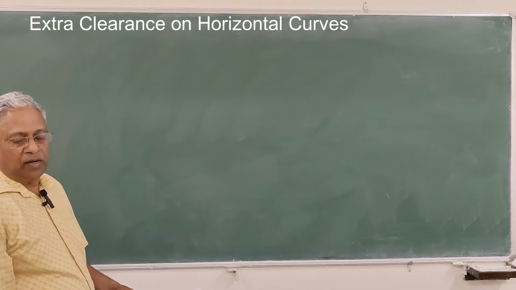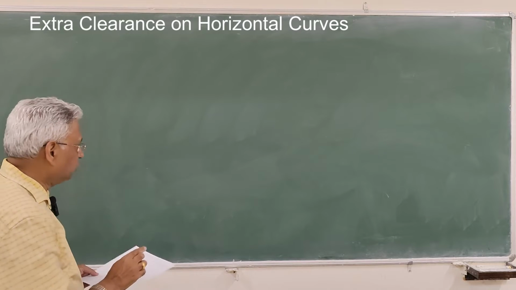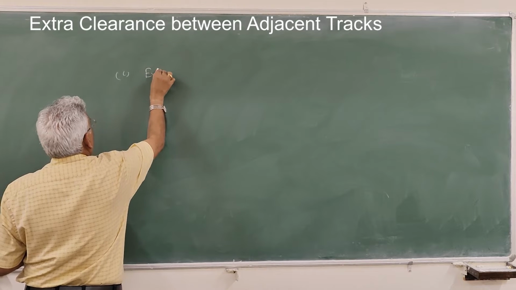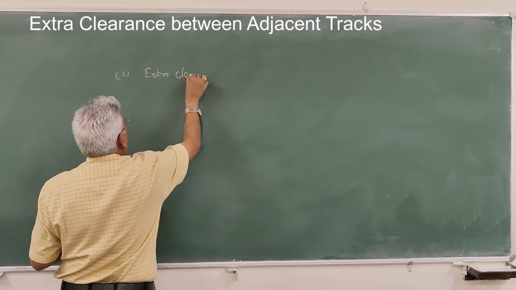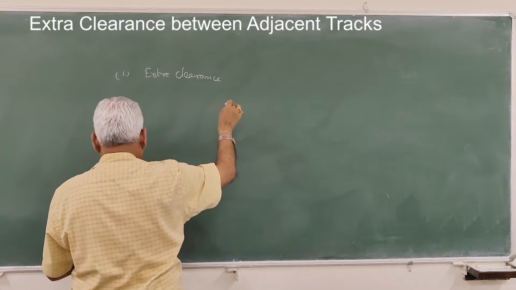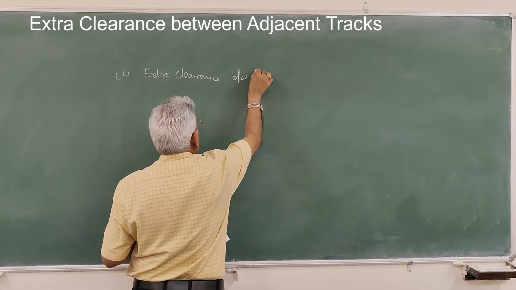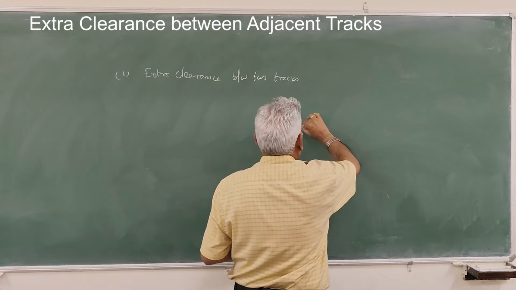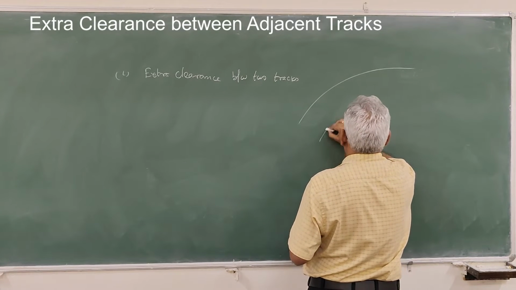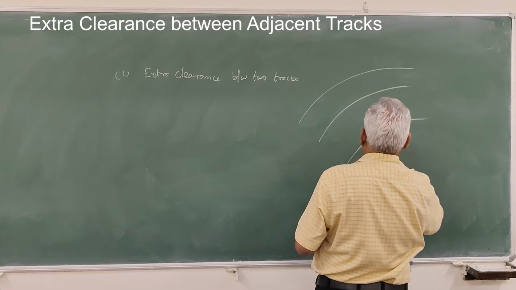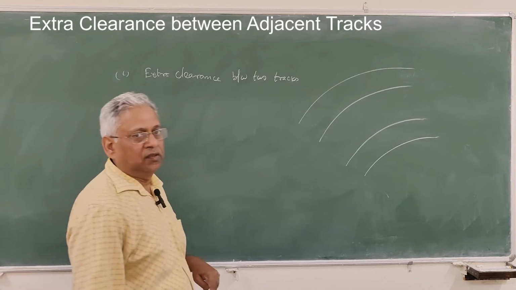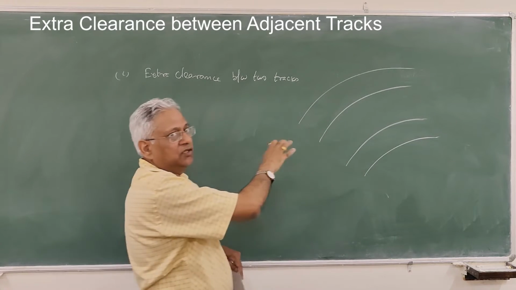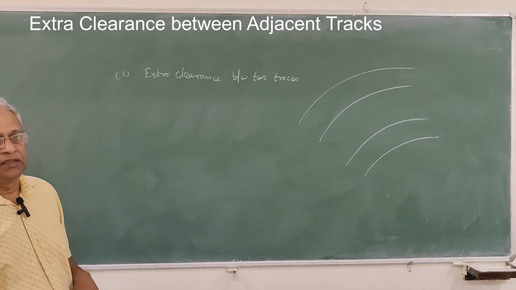Now the extra clearance required in different situations, and the first situation is between two tracks which are on curve. These are two tracks running parallel to each other and both of them are on horizontal curve naturally. So what should be the extra clearance required between these two tracks?